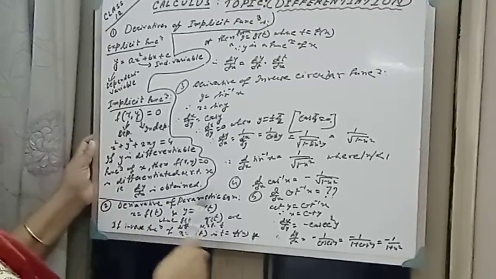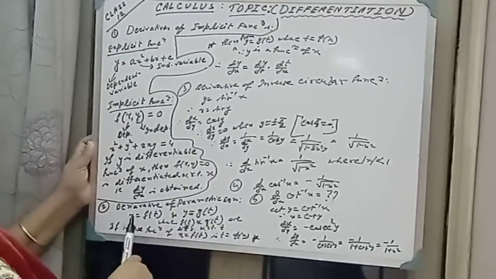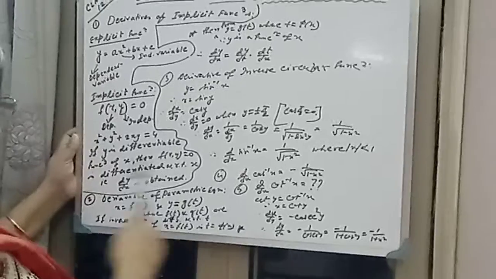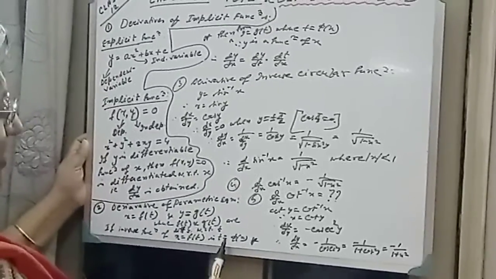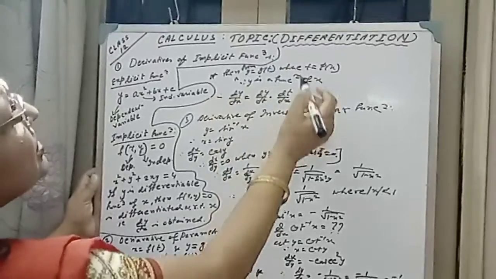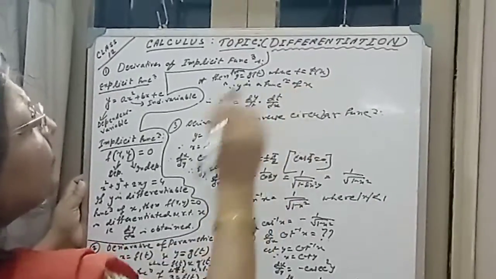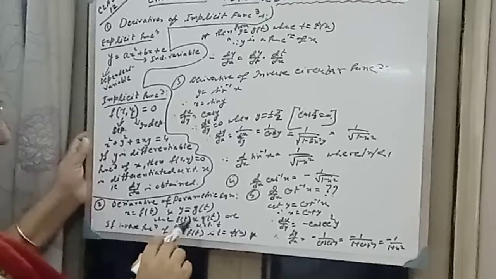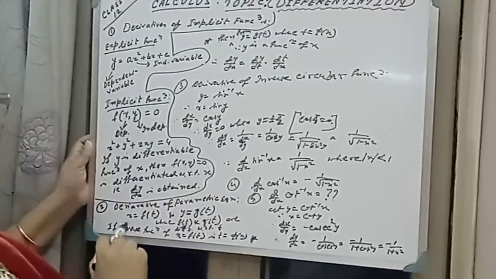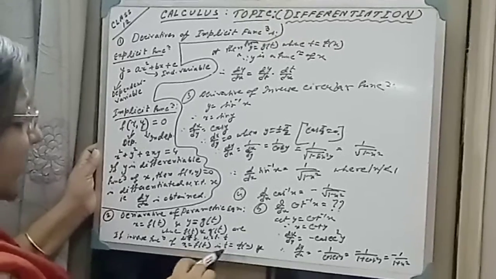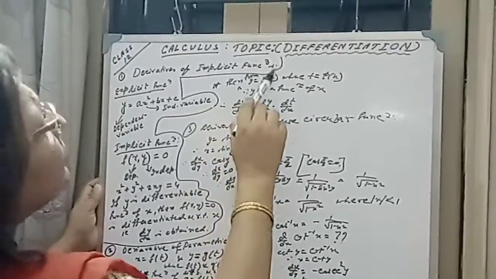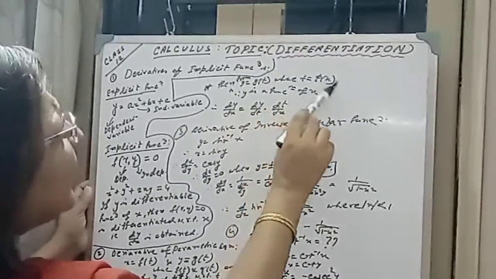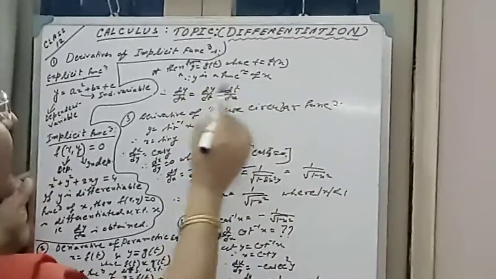Next is the derivative of parametric equations. What is the parameter here? The parameter is t. x is equal to f(t) and y is equal to g(t), where f(t) and g(t) are both differentiable with respect to t. If the inverse function of x equals f(t) is t equals phi(x), then from y equals g(t), where t is equal to phi(x), y equals g of phi(x). So y is a function of x.